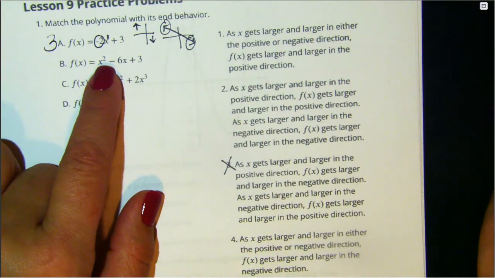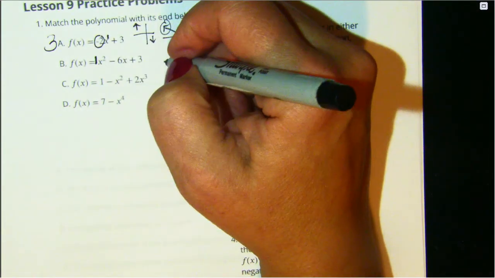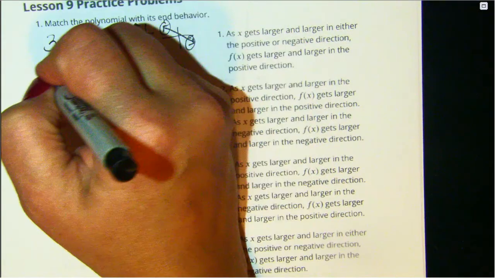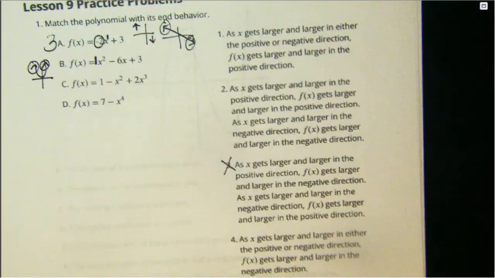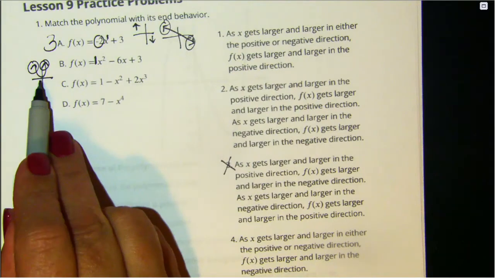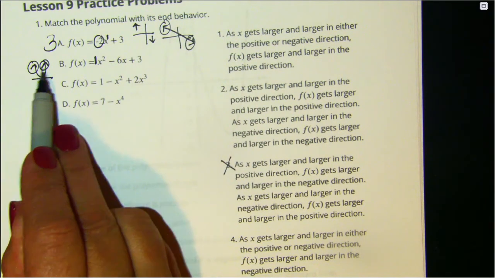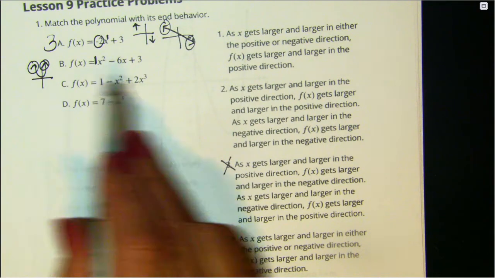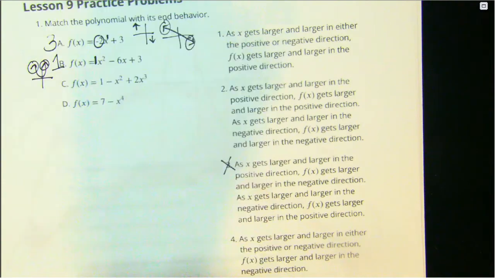This is an even with a positive number up front. So both the ends are going up like this. So no matter which way, if I get really, really big in the positive direction or in the negative direction, the graph is getting bigger in the positive direction, which is this one right here, number 1.